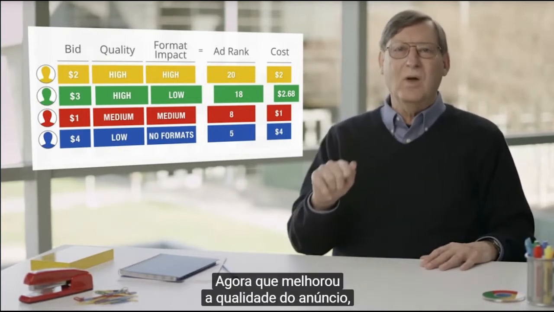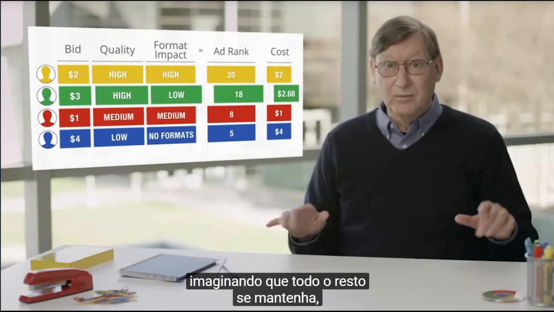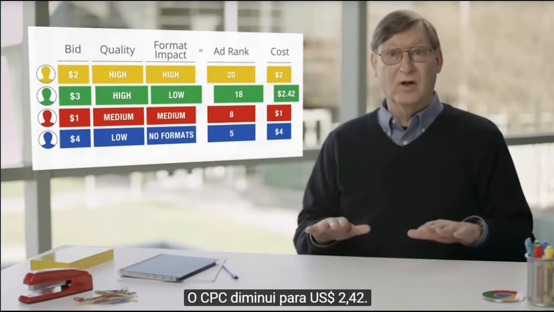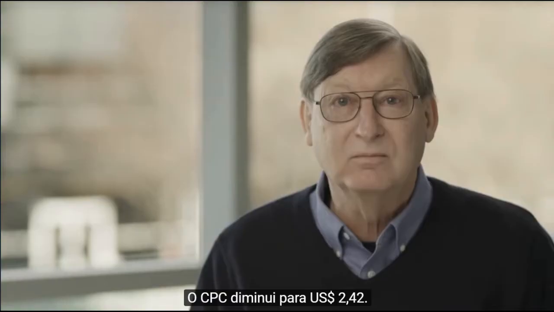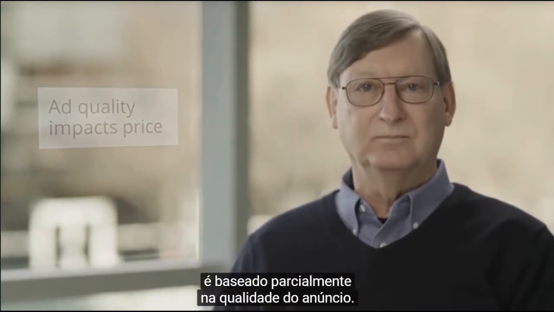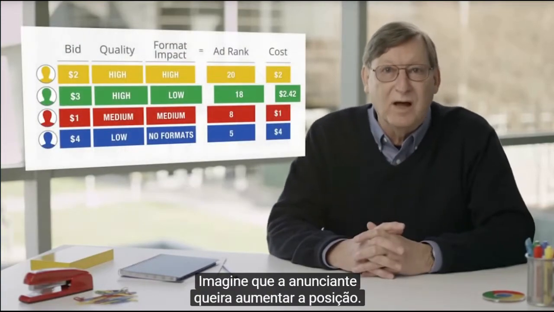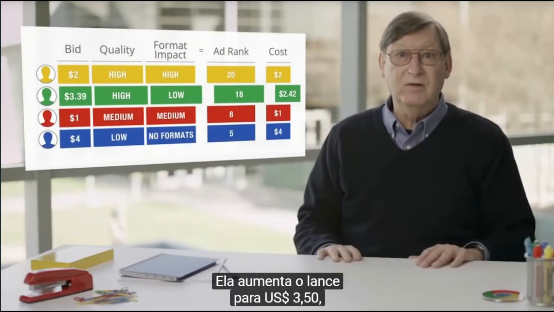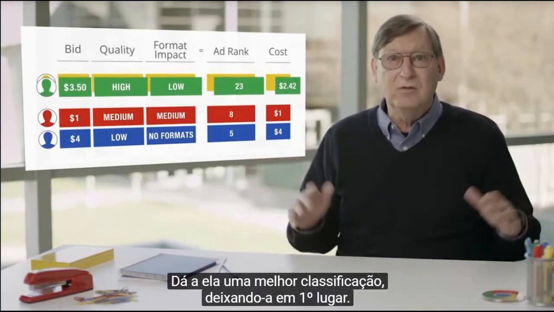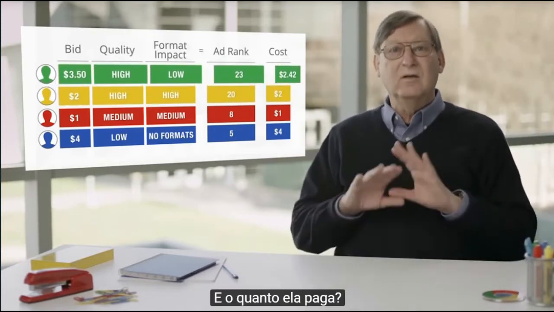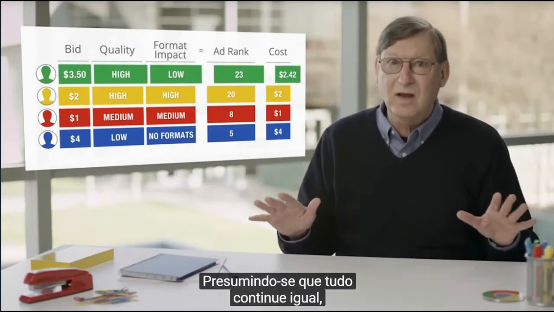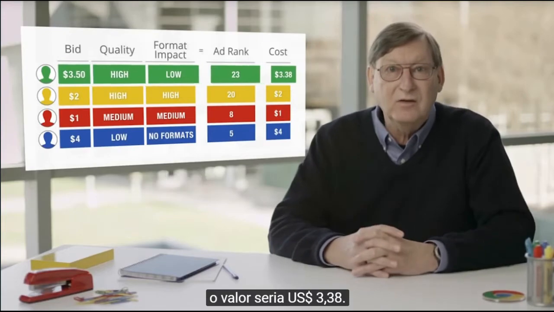But now that she's improved the quality of her ad, assuming everything else stays the same, she could have bid as low as, say, $2.42 to beat the advertiser below her. So her cost per click goes down to $2.42. Why? Because the price an advertiser pays is partially based on her ad quality. Now imagine this advertiser wants to move to a higher position. So she increases her bid to $3.50. Now her ad rank goes up to 23. That's enough to give her a highest ad rank and to move her into position 1. And what does she pay? The amount that would be just enough to beat the ad rank of 20 below her. Assuming everything else stays the same, that might be, say, $3.38 in this particular case.